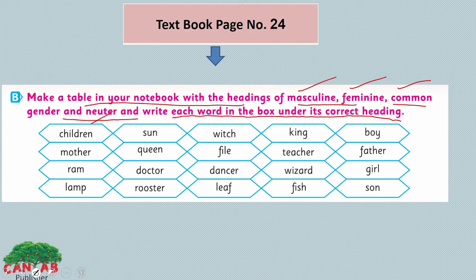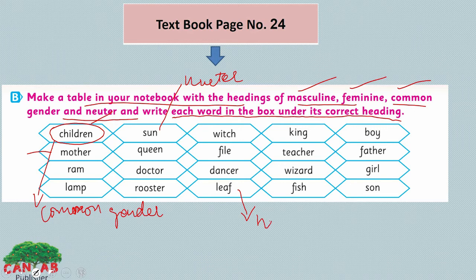Let me do some for you. Children here is the common gender. It can be used both for male and female. Mother is a feminine noun. Yes. Sun is a neuter noun. It has no gender. Leaf is a neuter noun. Yes. Dancer is a common gender here. I hope you can do the others too in your notebook.